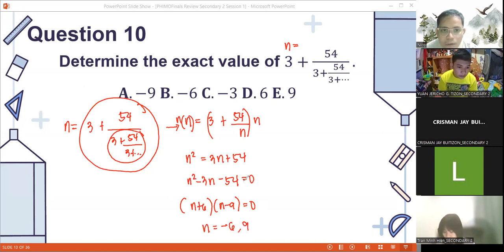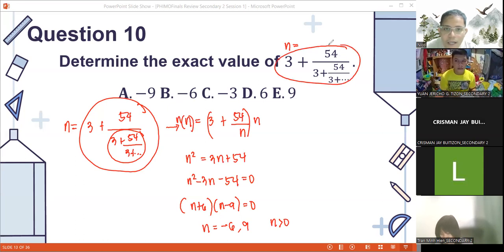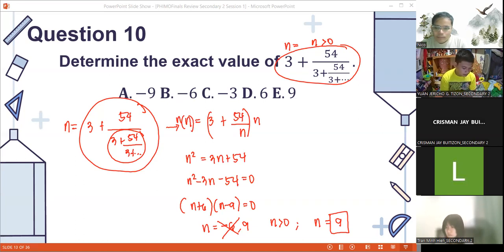Okay, take note, n is greater than 0 because this one is all plus, right? So the n value here is greater than 0. So we're not going to include negative 6. We're only going to have the positive value. So n is equal to 9. So the answer here is E.